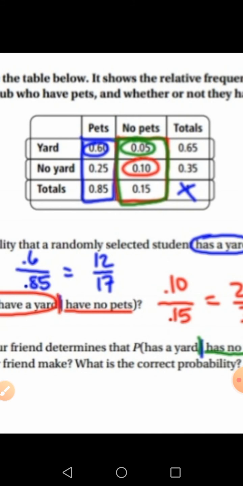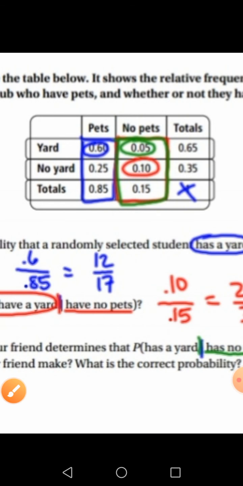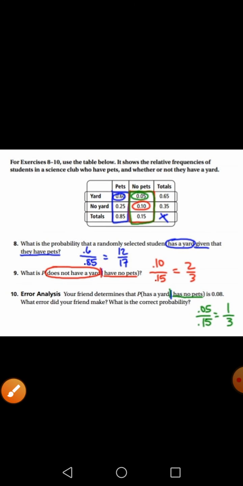Walk along a column and a row to meet at the point. Like here. Look. The common between no yard and no pets is 0.10. You got it? So 0.10 over 0.15 equals 2 over 3.